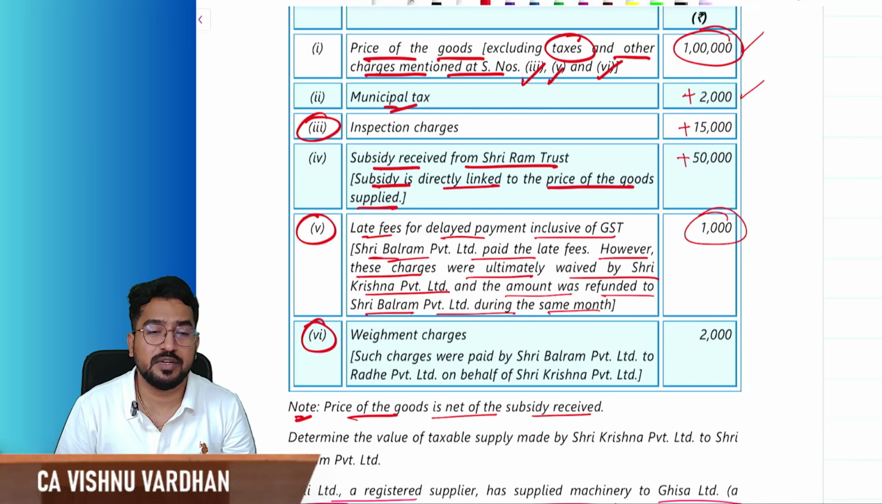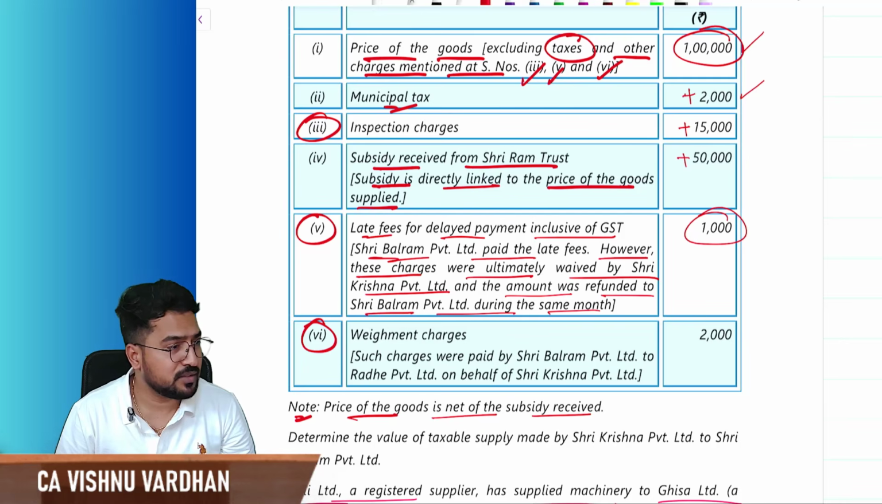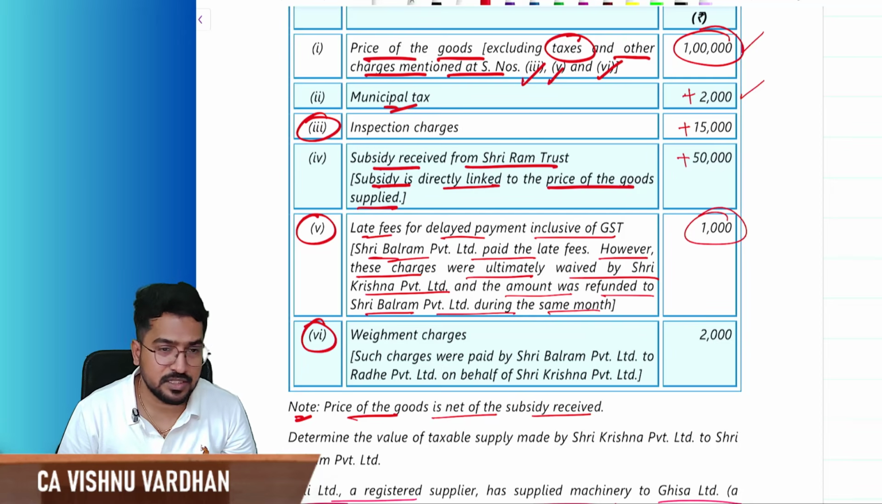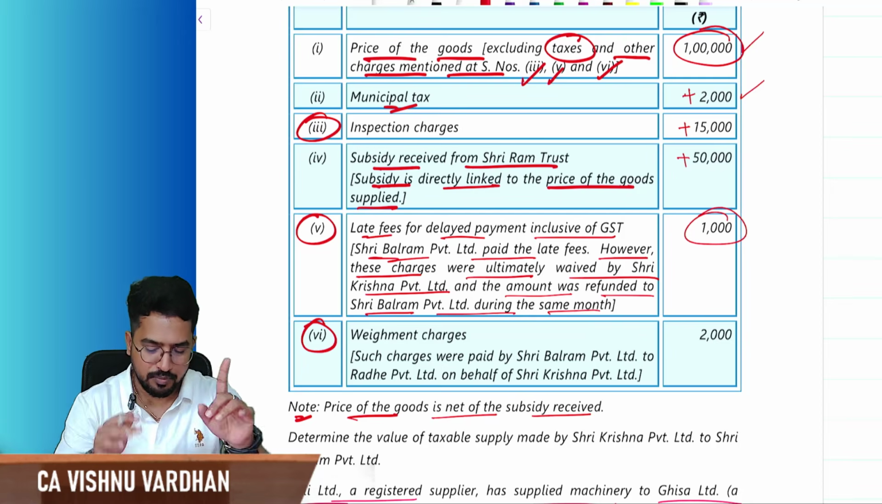What is the time of supply for interest, late fee, penalty for delay in payment of consideration? Date of receipt of the payment. Section 12 subsection 6, section 13 subsection 6 of time of supply, CGST Act. Yes. So please be careful there.